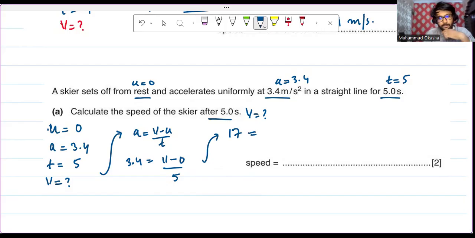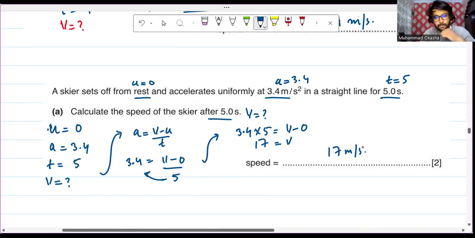So 17 equals, in fact, I'll do it step by step. This 5, when it goes over to the side, it gets multiplied. So 3.4 multiplied by 5 equals v minus 0. v minus 0 is just v, and this is going to be 17. So the answer will be 17 meters per second.